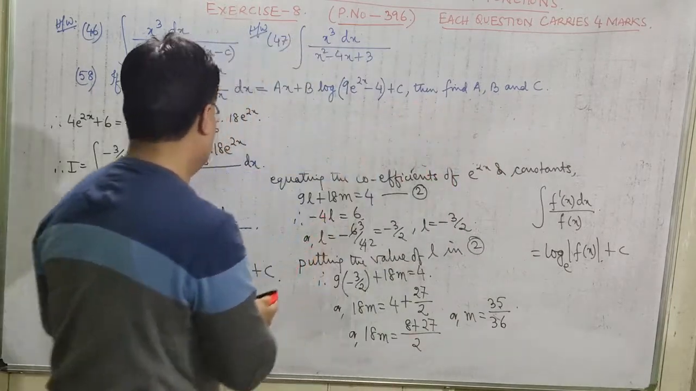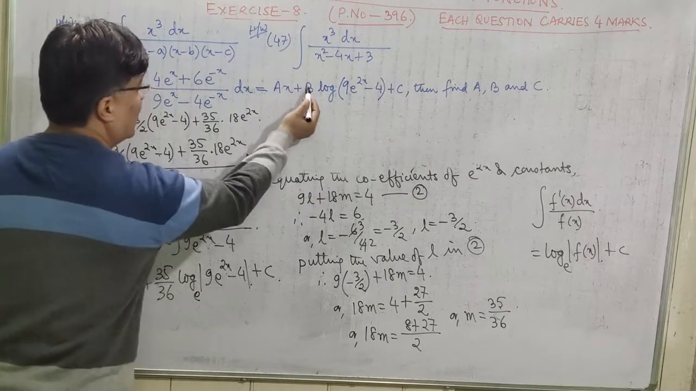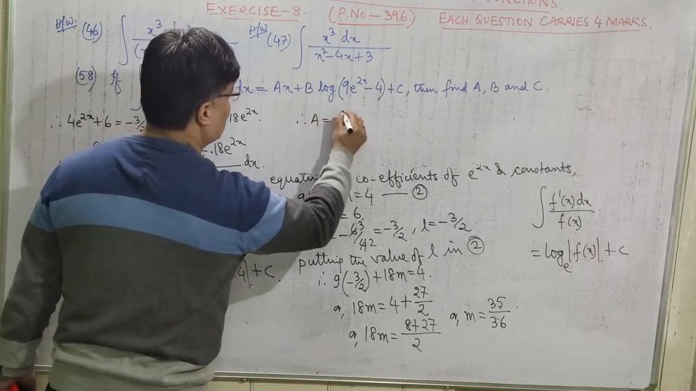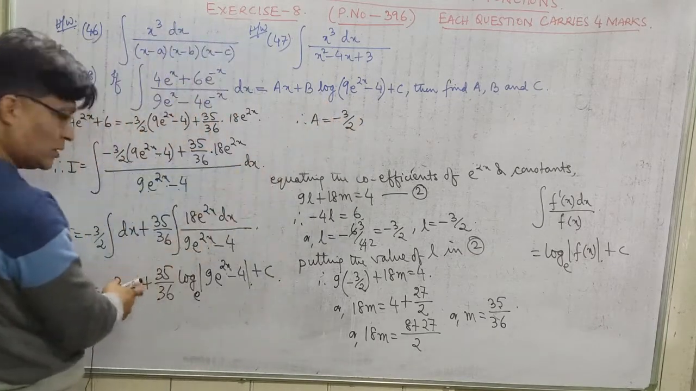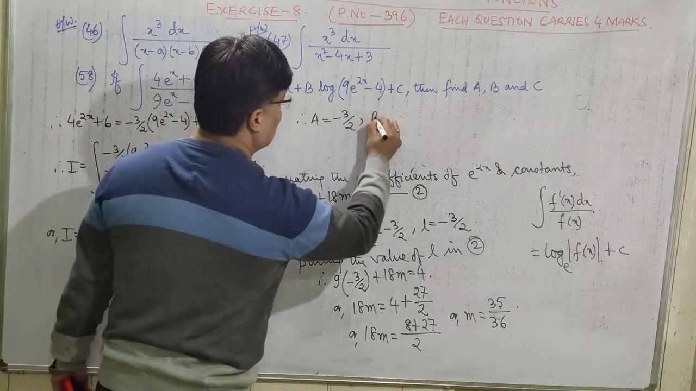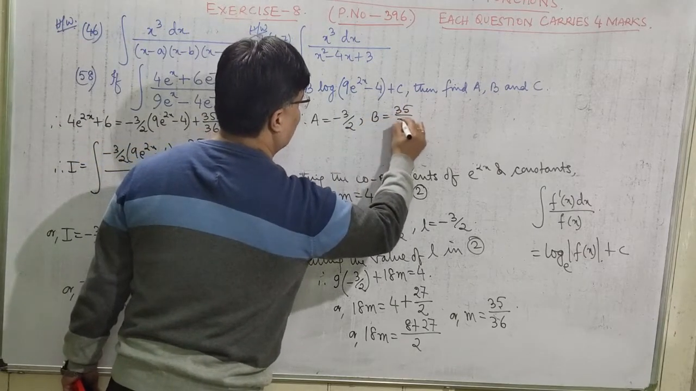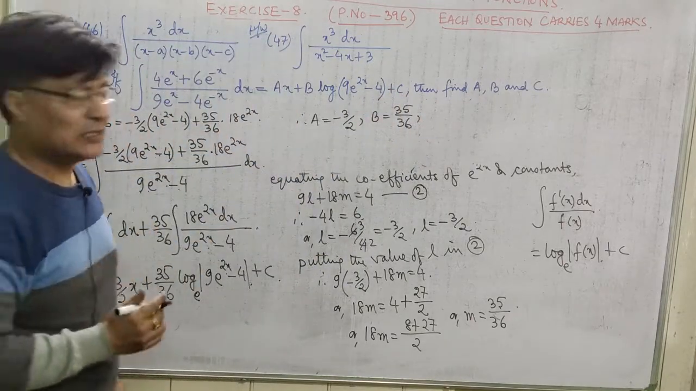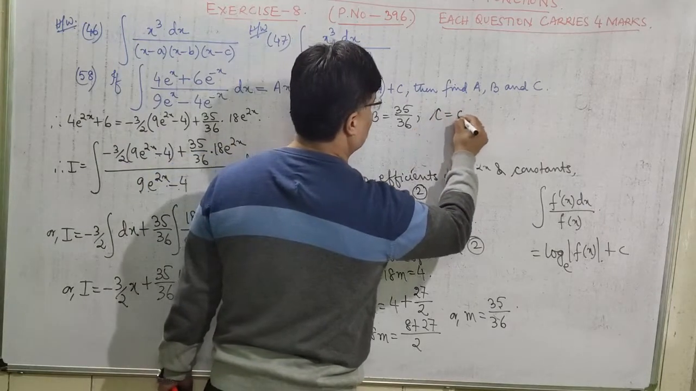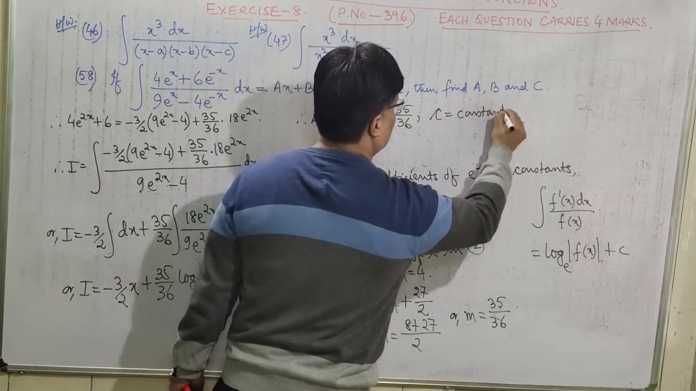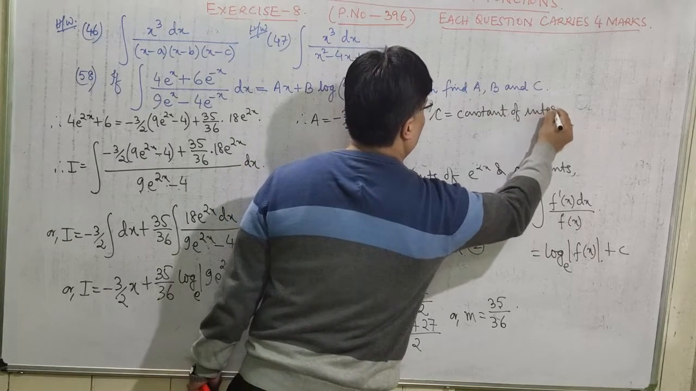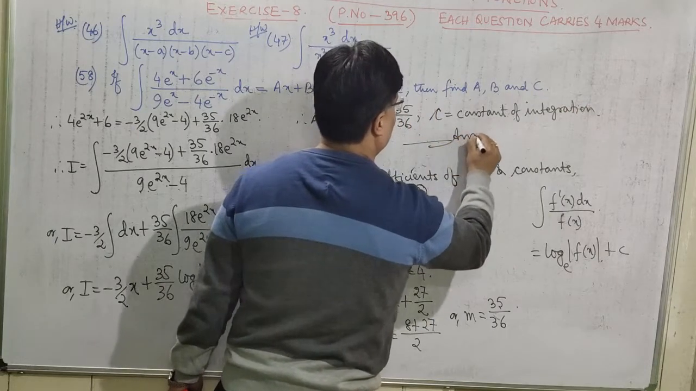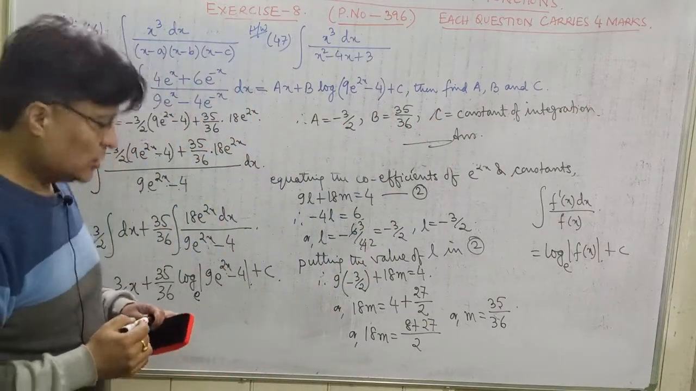So let us write down the answer. Comparing these two answers, a is equal to minus 3 by 2. b is equal to 35 by 36. And what about c? c is a constant of integration. So these are the answers. I think you have understood it.